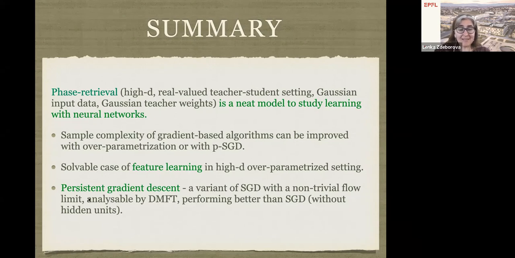The persistent gradient descent is perhaps a curious variant of the stochastic gradient descent in terms of performance. We actually tried to run it on some standard benchmarks and didn't see that it would improve the performance. But then we didn't see that for the stochastic gradient descent either. So there may be some more work to do in that direction.